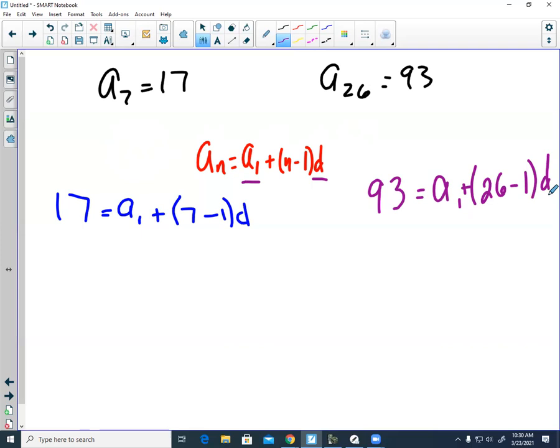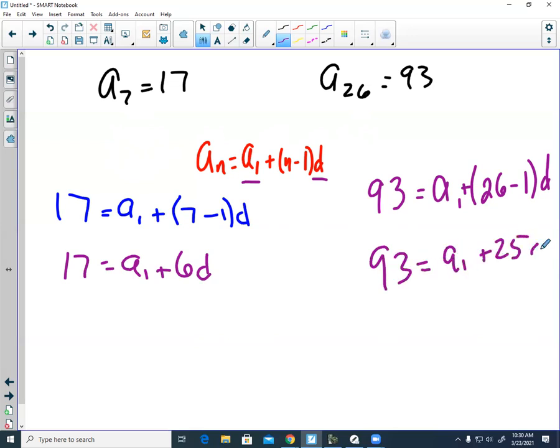And you'll now notice that we have two equations, right? If we have two equations, we can use a system of equations. Before you do the system of equations, simplify it. Simplify this as much as possible. So this is saying the same thing as 17 equals A1 plus 6 times D. This is saying 93 equals A1 plus 25 times D.